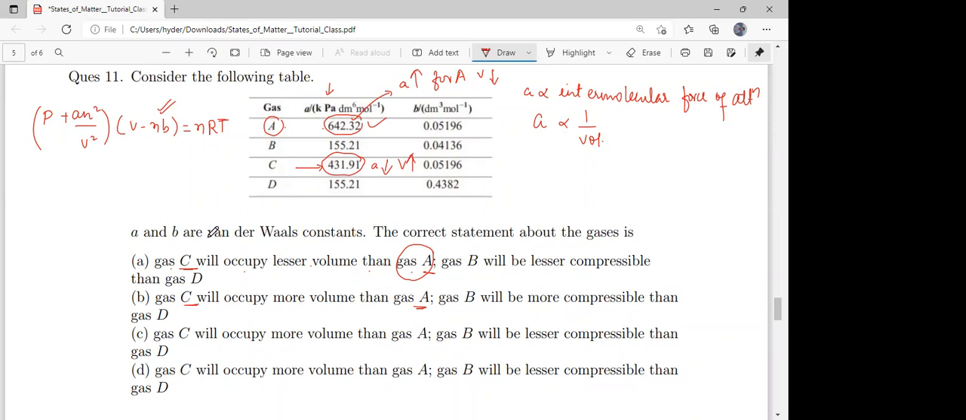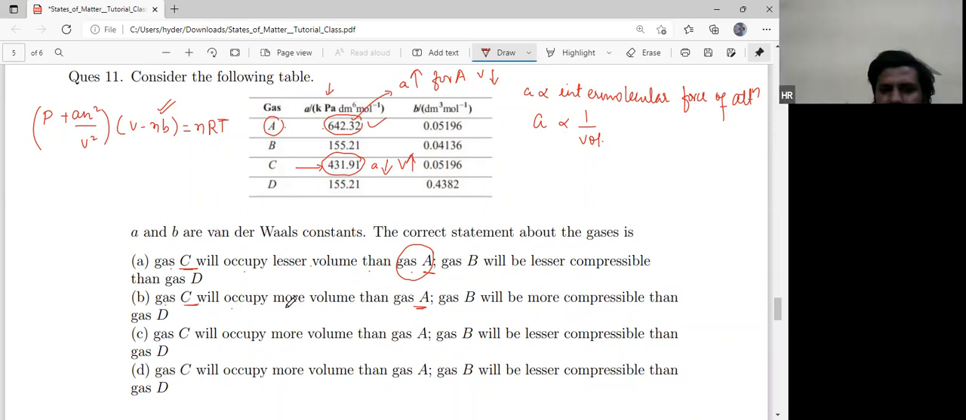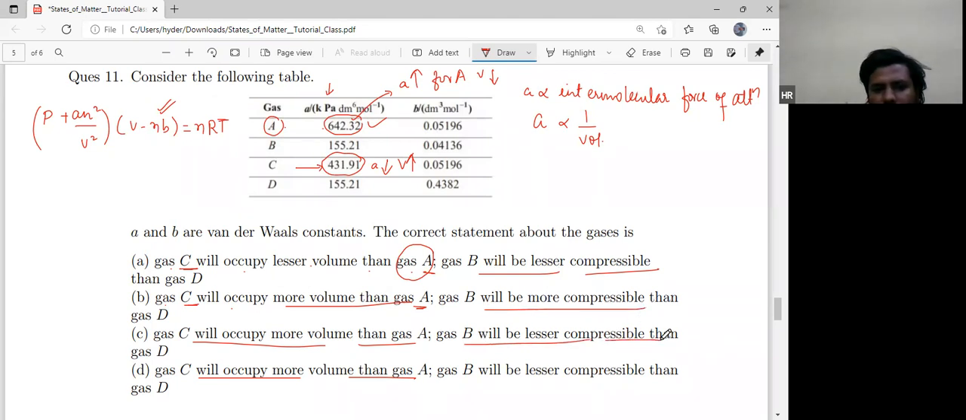Now come to this point. That means gas C will occupy more volume than gas A. Here are the three options we have, right? Now come to this. B will be more compressible. B will be lesser compressible than D. Now come to this, B and D.